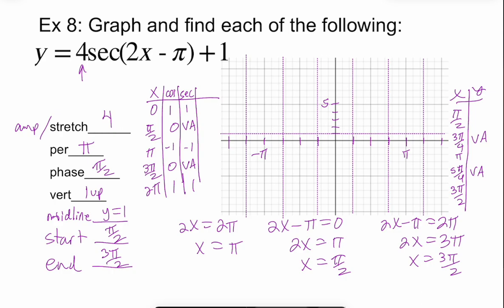Okay, so let's look. This is going to be 4 times our old value plus 1. Let me say this again. 4 times our old value plus 1. So here's our old values. 4 times 1 is 4. 4 plus 1 is 5. So at pi over 2, we have an upper bump at a height of 5. So this is pi over 2. We're at an upper bump of 5. The upper ones always go up.